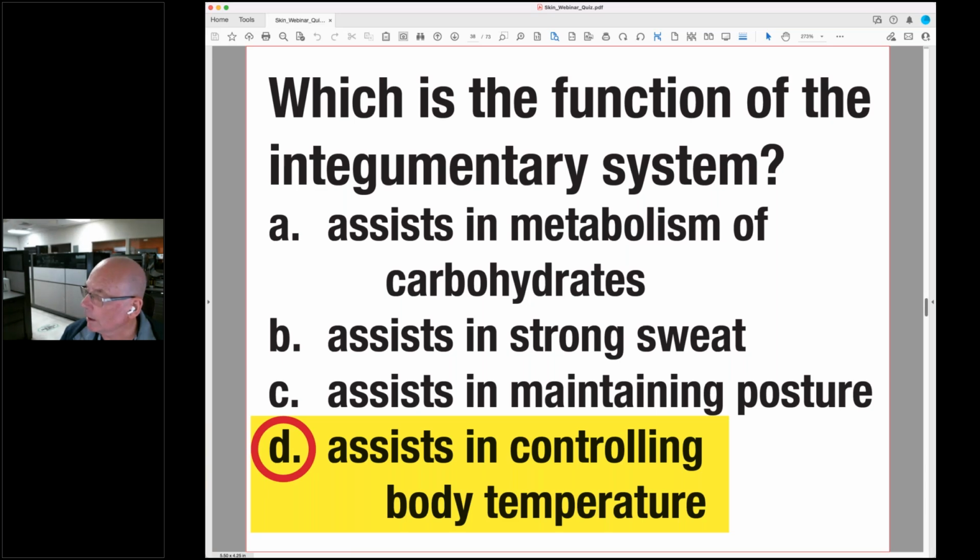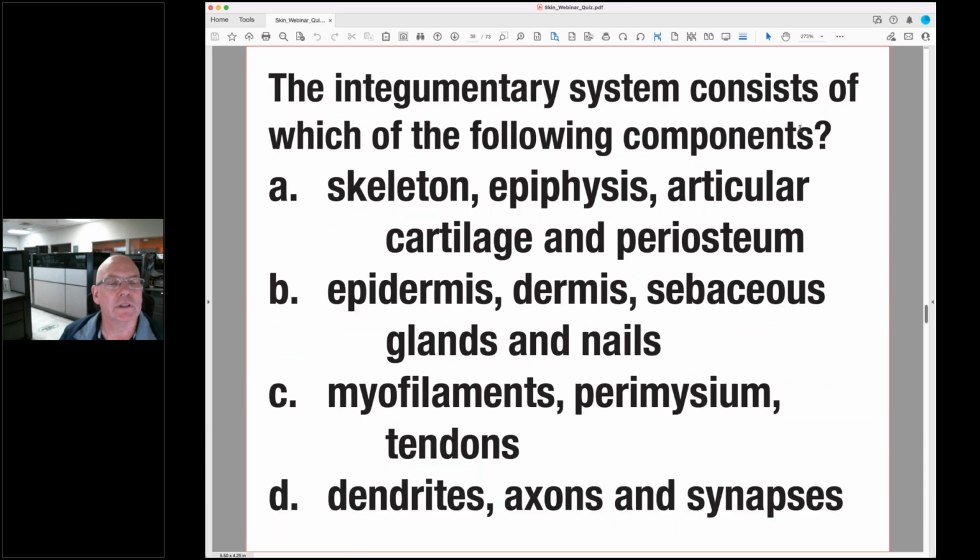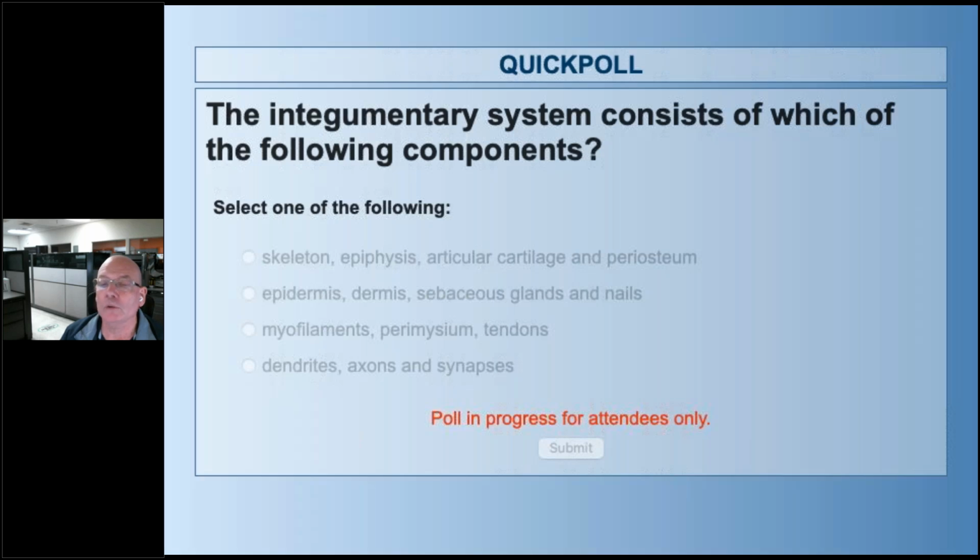So you're taking note. Next question. The integumentary system consists of which of the following components? Here we go, launching the poll. Skeleton, fascia, articular cartilage, and periosteum. Epidermis, dermis, sebaceous glands, and nails.